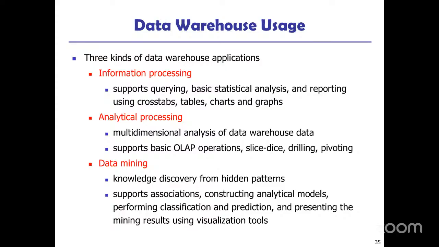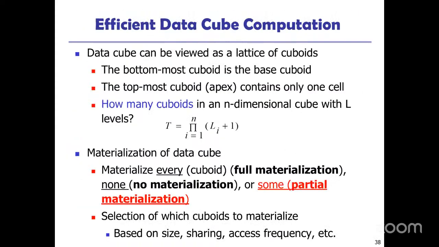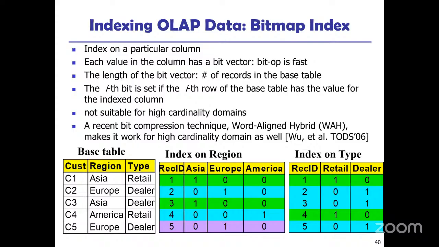And when it comes to analytical processing, just now we have seen OLAP operations, that is slice and dice, drilling, pivoting, all these things. And data mining is there. We know that some data mining functionalities are there. From online analytical processing to online analytical mining. Next, efficient data cube computation. Indexing is also very important so that we can efficiently access the data within a fraction of a second.